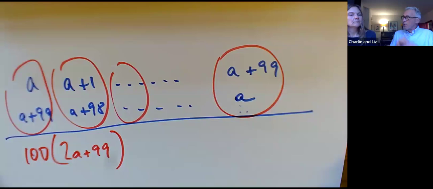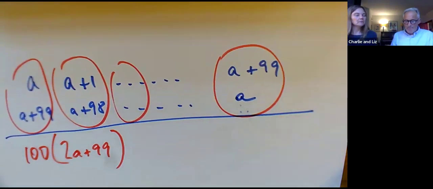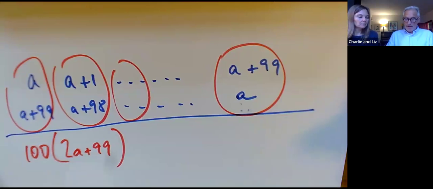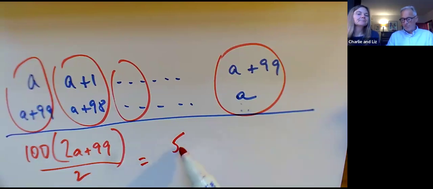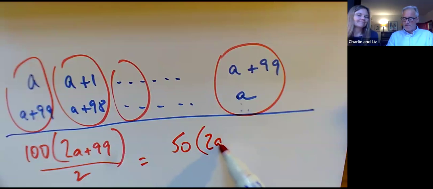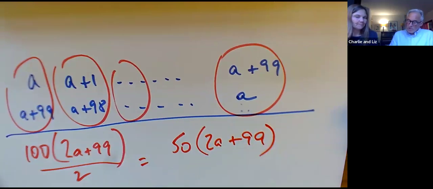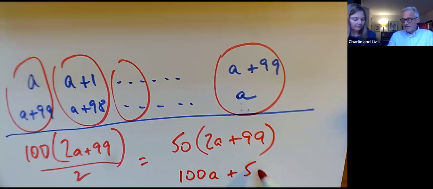But we only wanted the sum of one string. Right. So instead of 100 lots of that, we're going to have to divide by 2, and we're going to have 50 lots of 2A plus 99. Nice. Which means that we've got 50 lots of 2A, which is 100 lots of A. And 50 lots of 99.